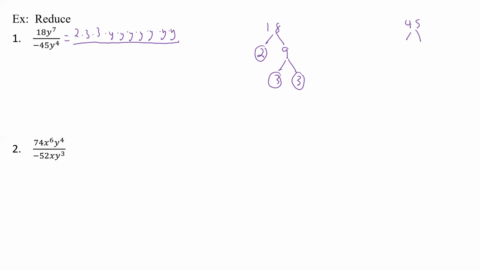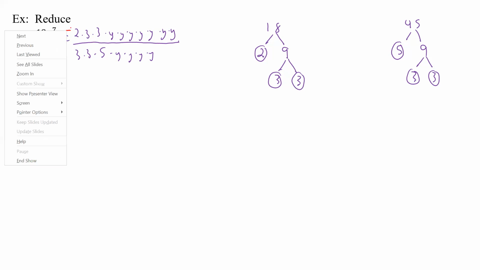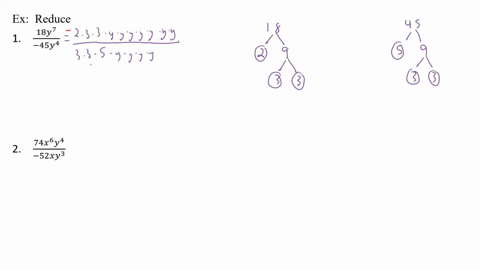And 45. Well, I know there's a 5 here, so I can factor out a 5. And 5 times what's 45? Well, 5 times 9, and that's 3 times 3. So now I have 3 times 3 times 5, and then I have 4 y's. And then I have that negative somewhere. I'm just going to say I've got the negative out in front, so I don't have to worry about that. Now I can start canceling.